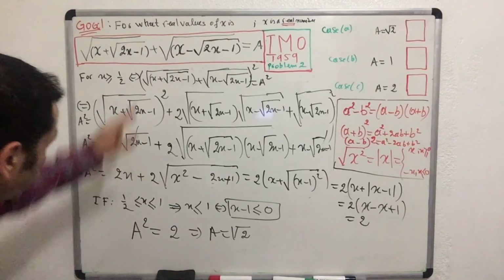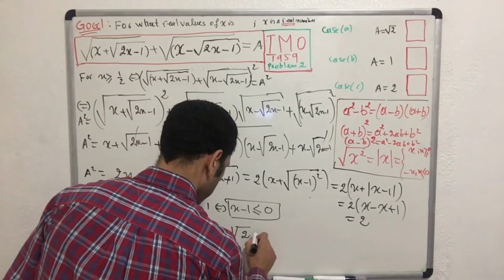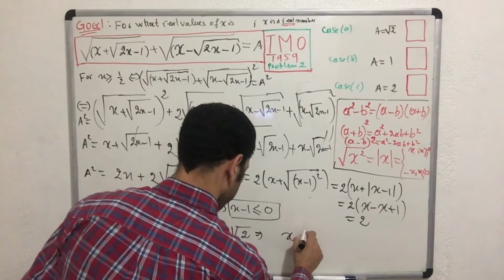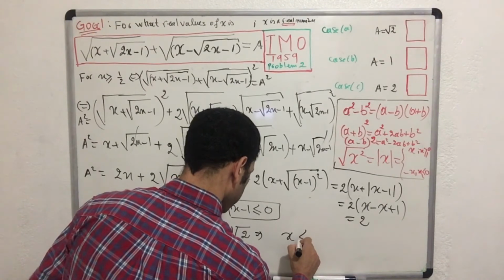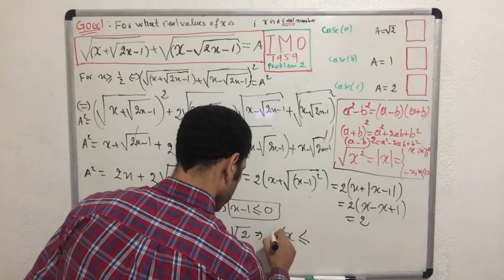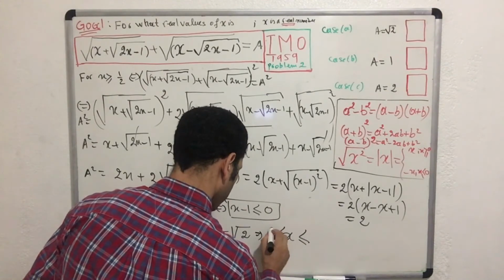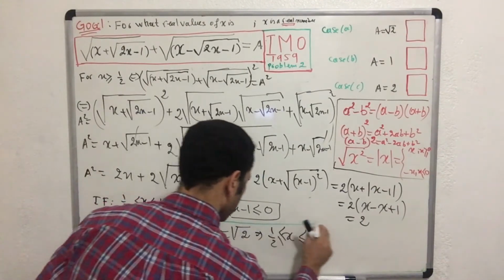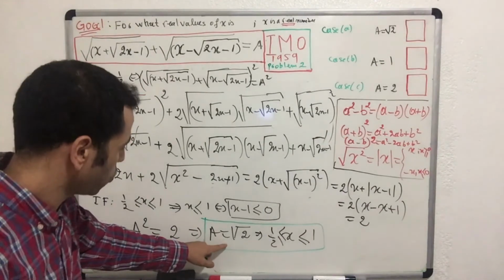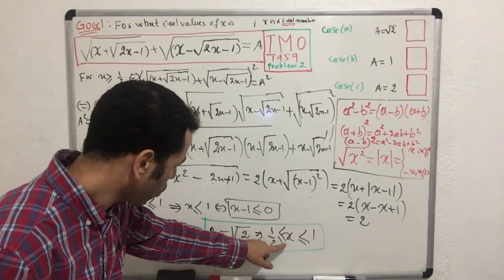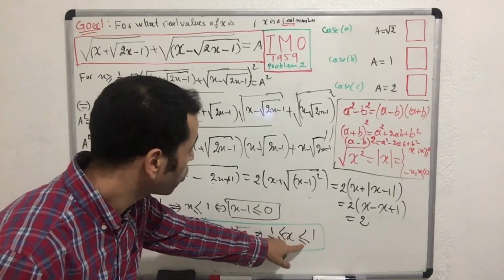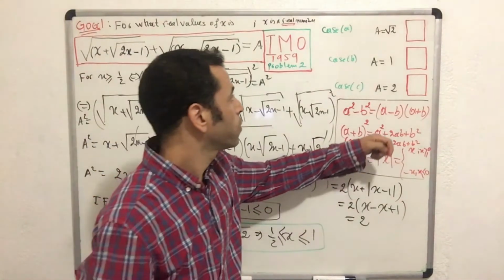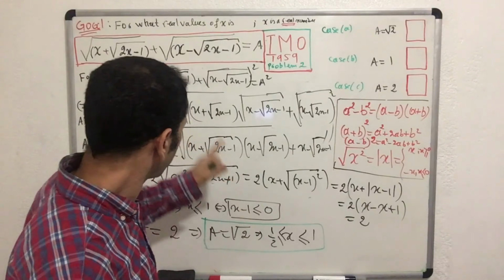Now, what's the solution of this equation in this case? My solution, x is between 1 over 2 and 1, holds this condition. So a equals square root of 2, holds x between 1 over 2 and 1, okay? Or equal 1. So this condition is verified. I'm going to move on to the next step, okay?